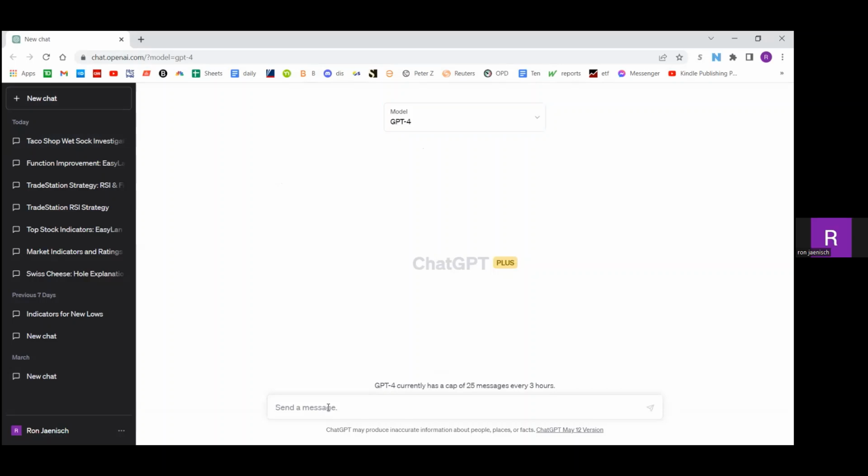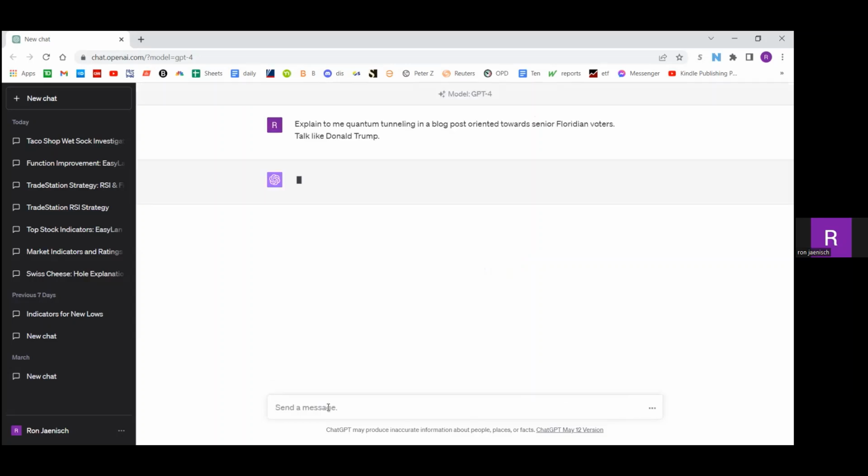You know what? Let's hear the silliest possible example. Talk like Donald Trump. And I'll give it something incredibly hard, something very, very technical. I have a background in physics. Explain to me quantum tunneling in a blog post oriented towards senior Floridian voters. Talk like Donald Trump. There we go.